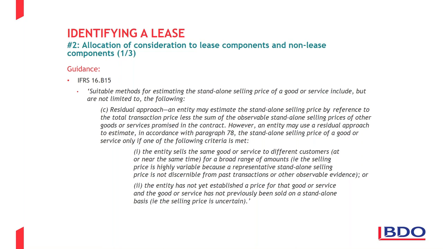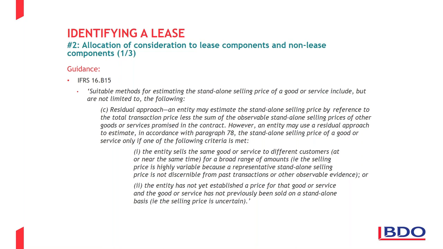However, an entity may use a residual approach to estimate, in accordance with paragraph 78, the standalone selling price of a good or a service only if one of the following criteria is met. So, similar to the requirements in IFRS 15, where we have to allocate the transaction price in step 4 to the various performance obligations we've identified, IFRS 15 says you look at standalone selling price, market price, adjusted market price, cost plus margin, you try all these other things, and it's an absolute last resort in IFRS 15. You could use a residual approach.